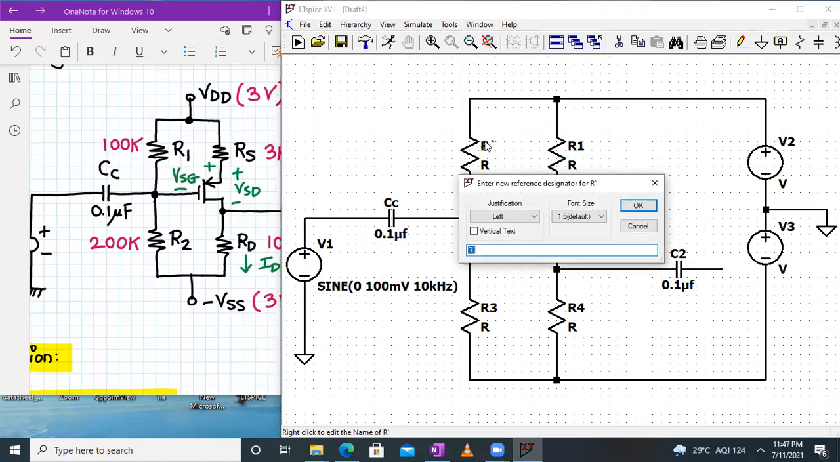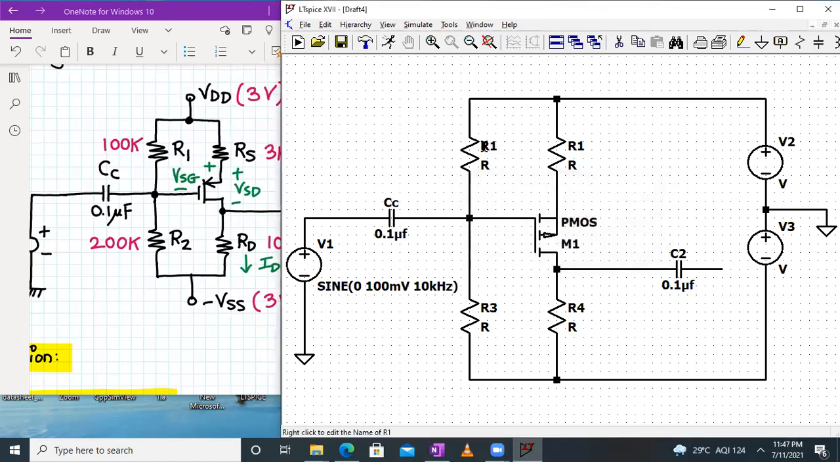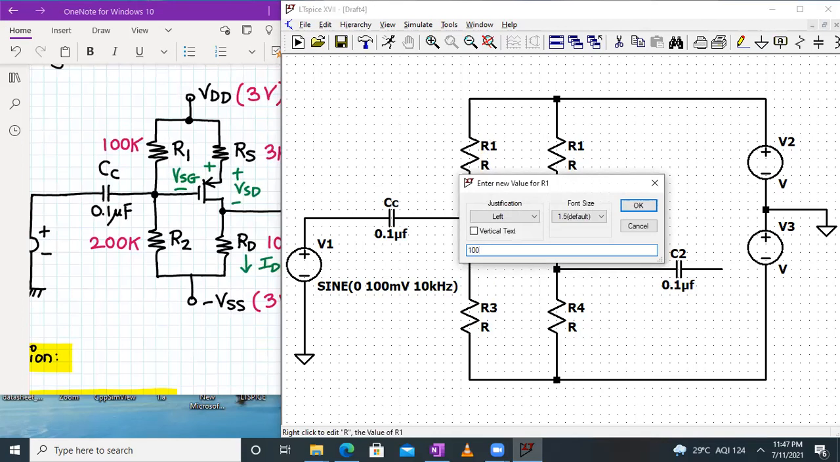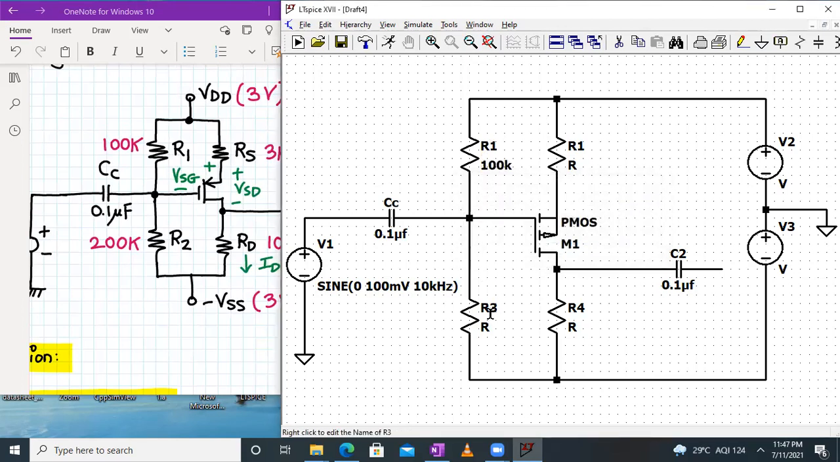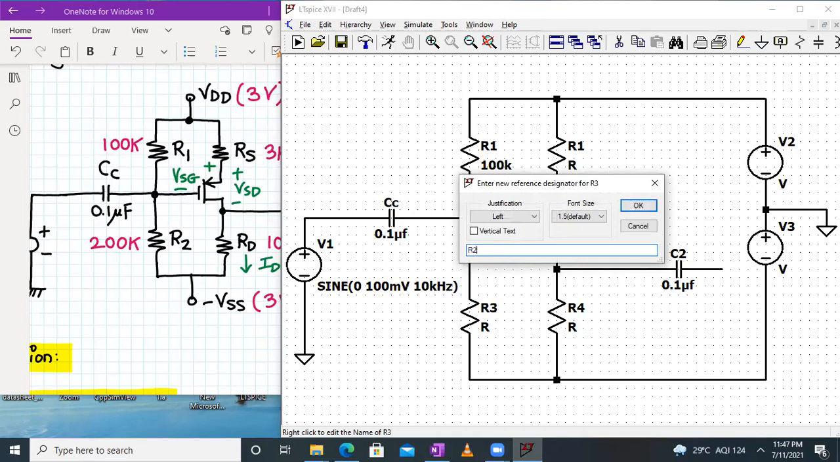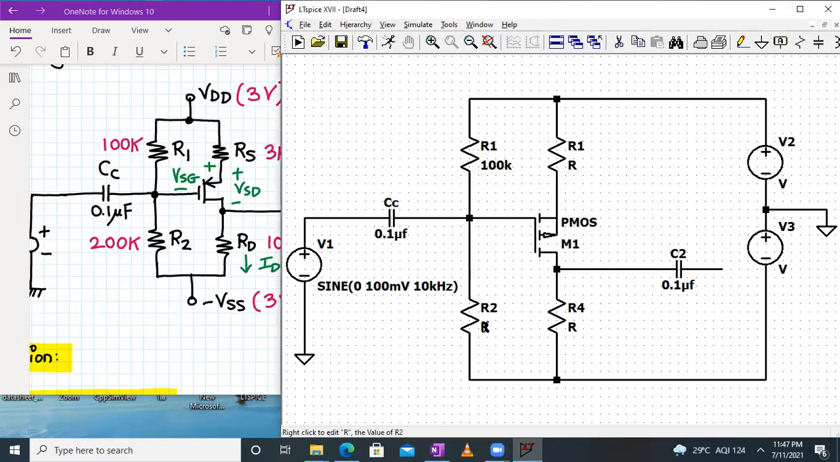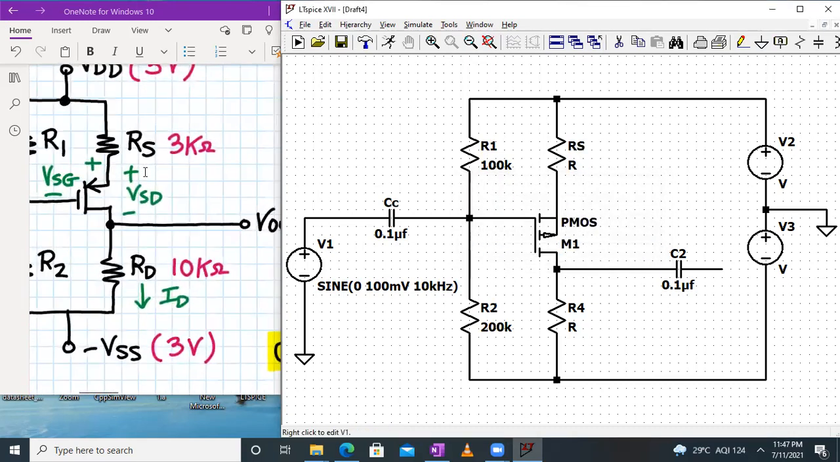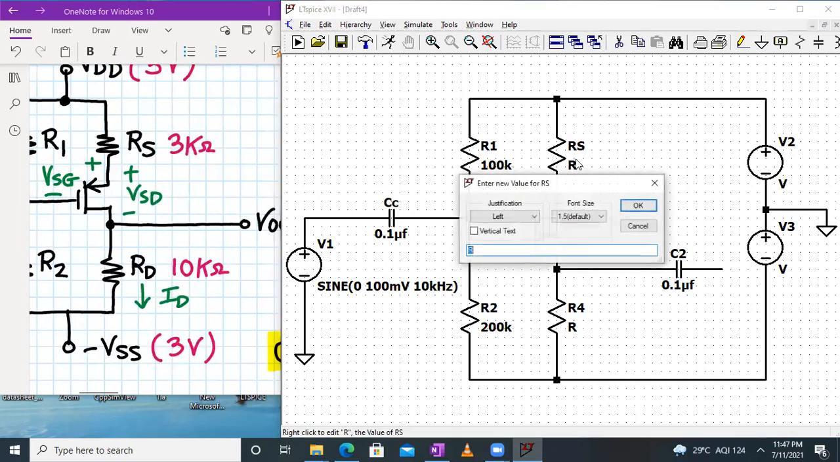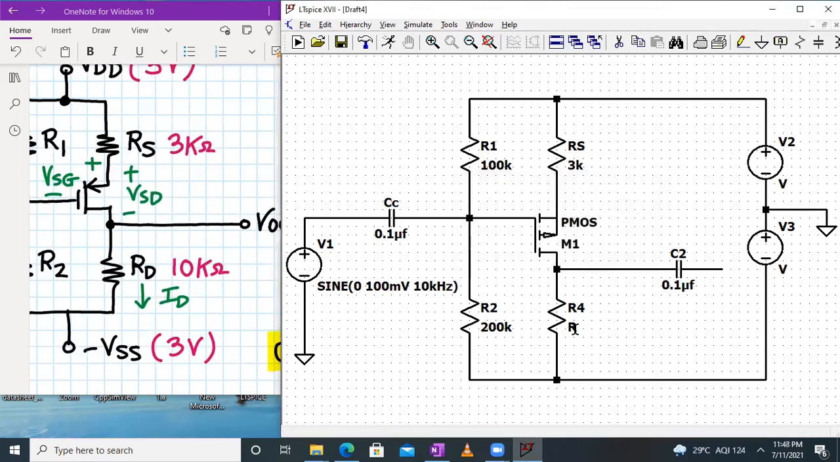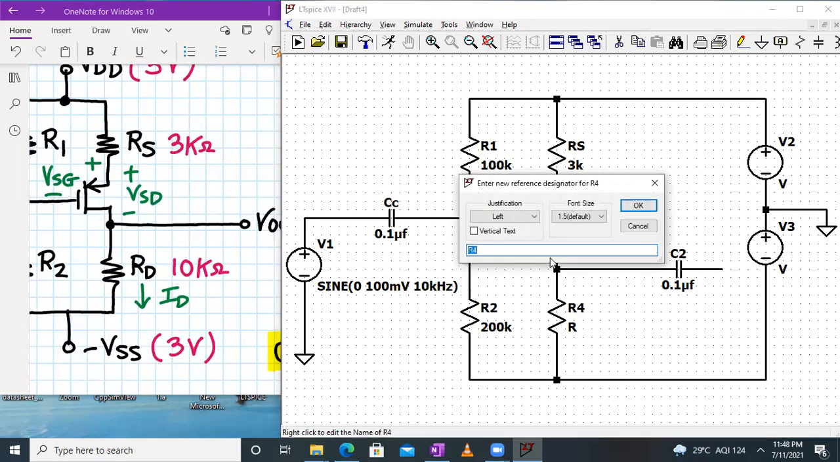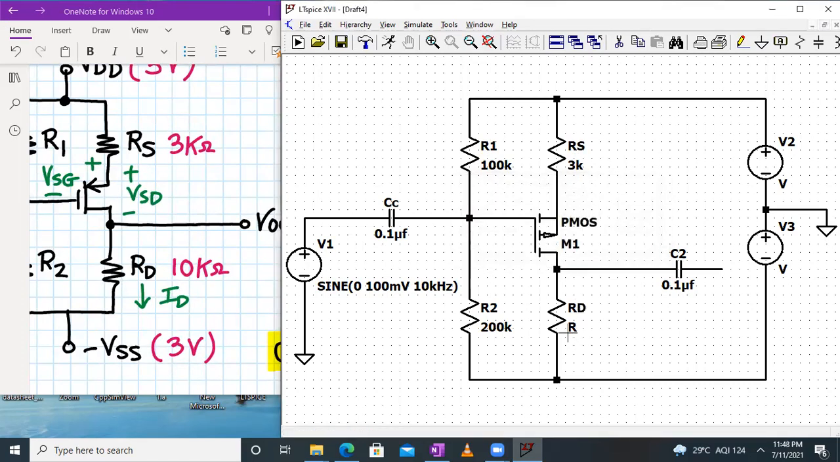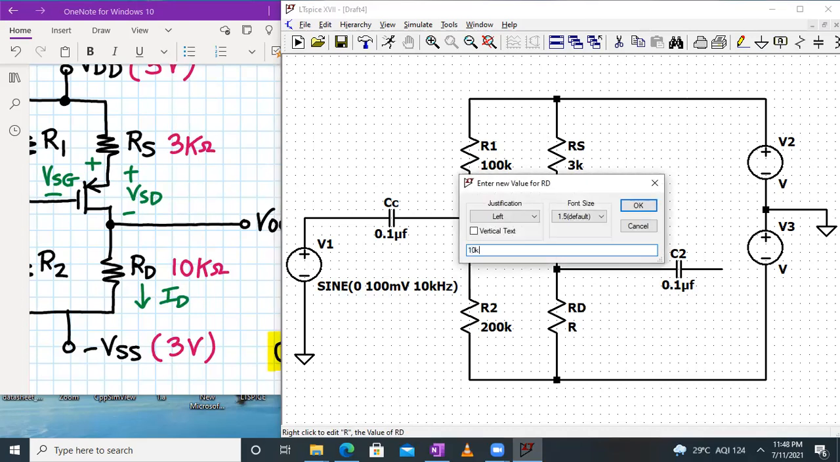Okay, let me select it properly. Resistor R1, and its value is 100K. Resistor R2, its value is 200K. And then we have resistor RS. Remember, RS is up. So the resistor RS value is 3K. So we'll right click and enter 3K. Then down we have RD, because this is the drain terminal, and this resistor value is 10K.